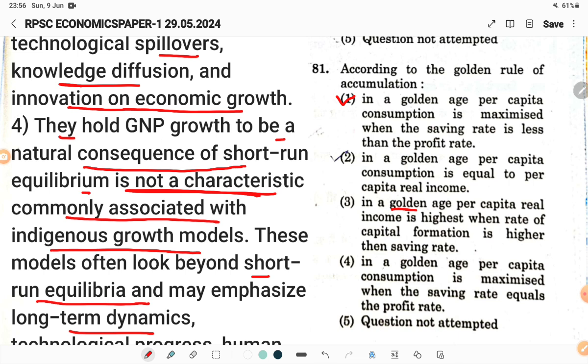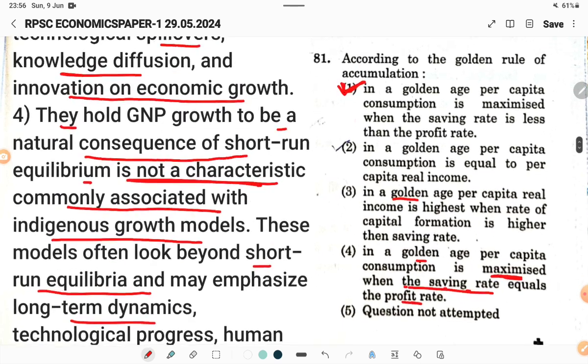And the fourth option: in a golden age, per capita consumption is maximized when the saving rate equals the profit rate. This statement is incorrect. According to the golden rule of accumulation, per capita consumption is maximized when the saving rate is less than the profit rate, but this option says consumption is maximized when the saving rate equals the profit rate. So the first option will be the right statement here about the golden rule of accumulation.